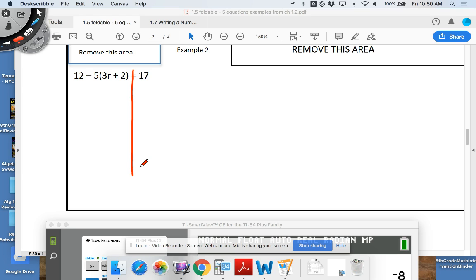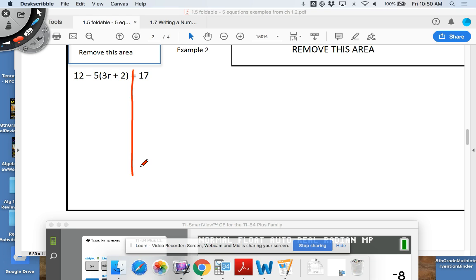Because if you look inside the parentheses, 3r plus 2, can you add 3r plus 2 together? No, because one has an r and the other one doesn't. So that's like an apple and an onion. We can't add those together because they're not exactly the same. So we're not really using PEMDAS because we can't add those together.